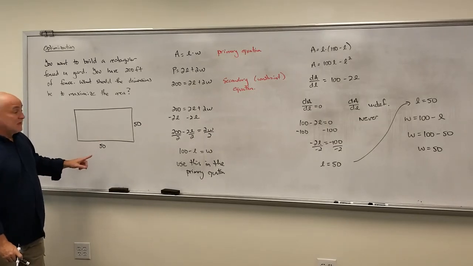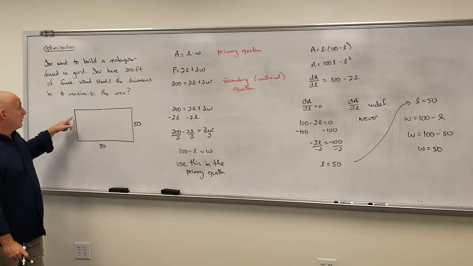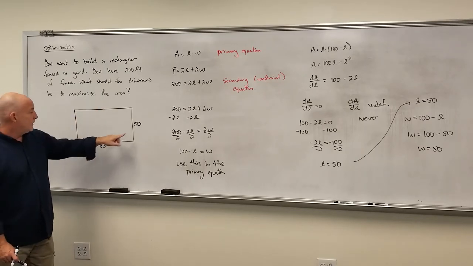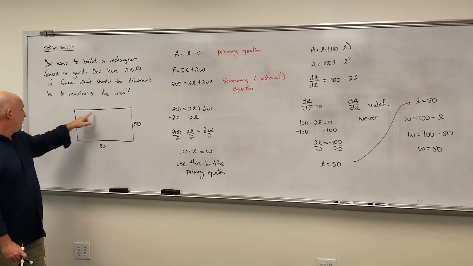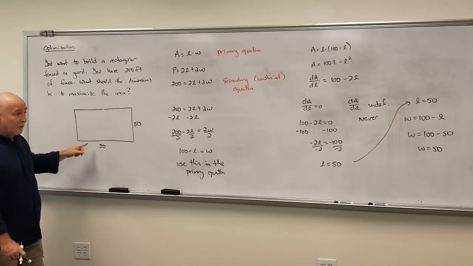Now notice this does have a perimeter of 200, right? That's how far around it's supposed to be. 50 and 50 is 100, 150, 200. So it is 200 all the way around.